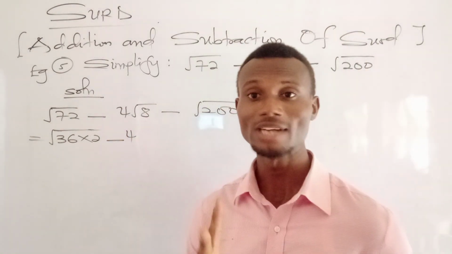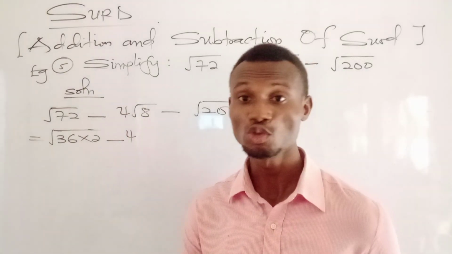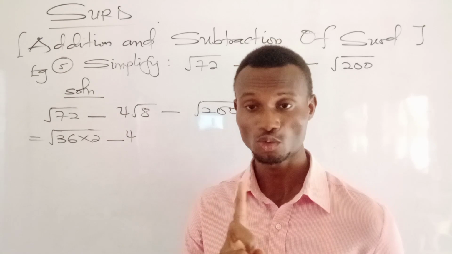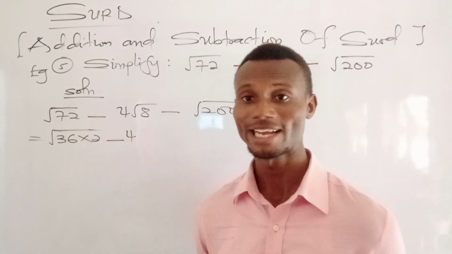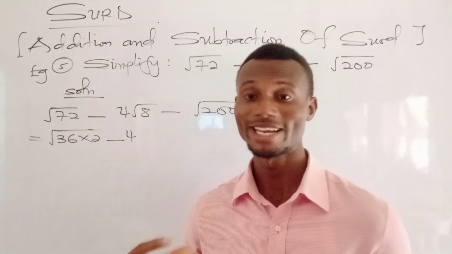We are going to look for two numbers that can multiply to give back the 8, but one of those two numbers has to be a perfect square. So the two numbers that come to mind will be 2 times 4. 2 times 4 gives 8, and the 4 is a perfect square.